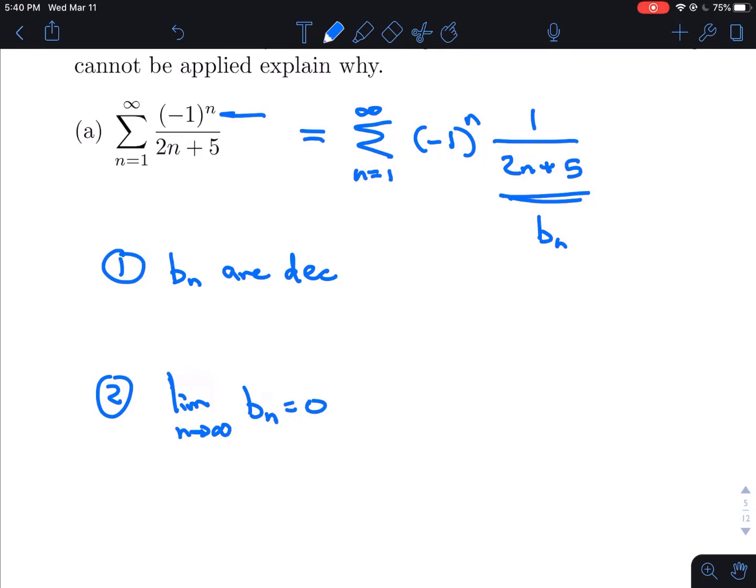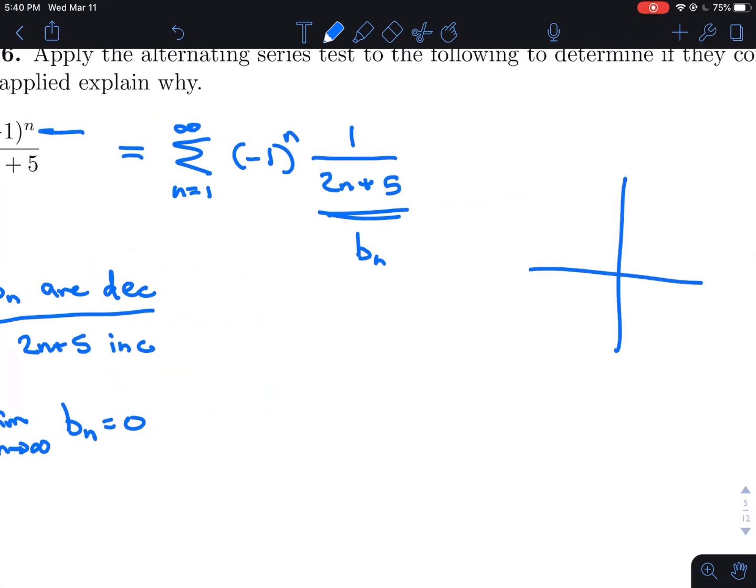So, okay, we need to check, are the b sub n's decreasing? Well, yes, they are. And this kind of goes back to a lot of what we were talking about in 11.3 when we were doing the integral test and whatnot. We have that 2n plus 5 is an increasing function, right? If you were to draw this on a graph, 2n plus 5 would look like a straight line. You would have raised it up by 5, all that sort of stuff. But yeah, this is increasing.